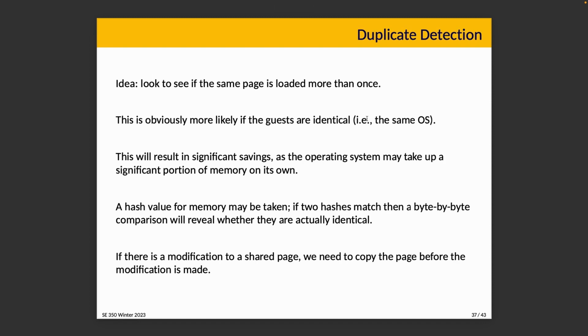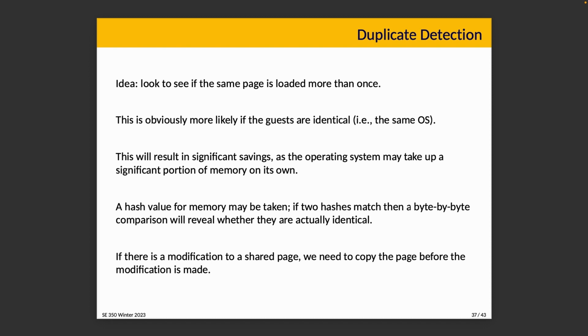Another idea is duplicate detection, and the idea behind that is to look and see if a particular page has been loaded into memory more than once. This is obviously much more likely if guests are identical, that is to say you're running 2 copies of Windows 10 as your virtual operating system, or 2 copies of Ubuntu. If you have 1 copy of Windows and 1 copy of Ubuntu, it's very unlikely that there will be a lot of pages that are in common between them.